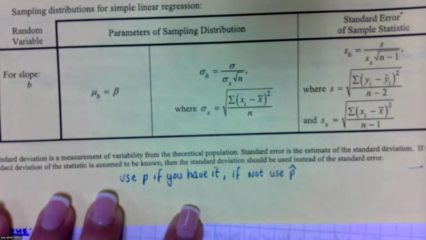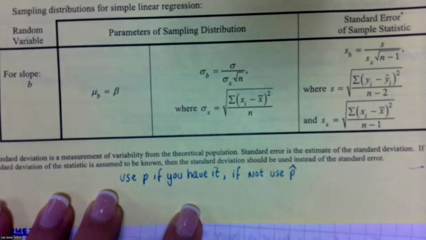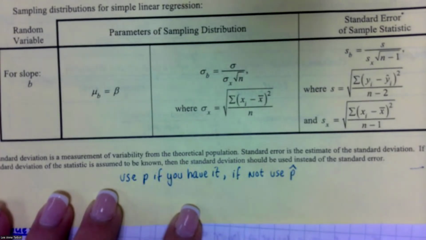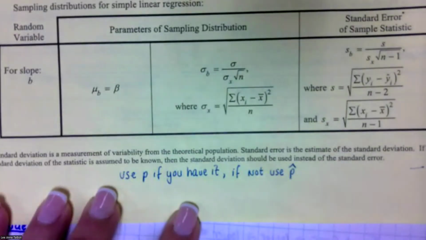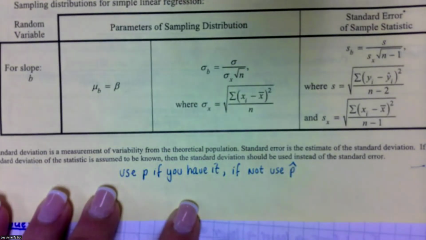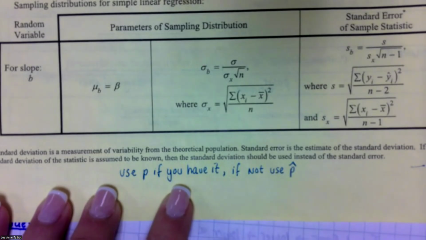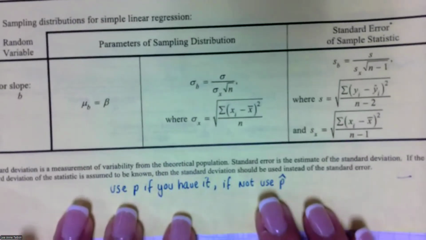This is what this is trying to say. They could have taken that whole 2 lines and written it to this. Use P if you have it. If not, use P hat. P is always better if you have it. And now, why would we have it in a test, but we wouldn't have it in a confidence interval?